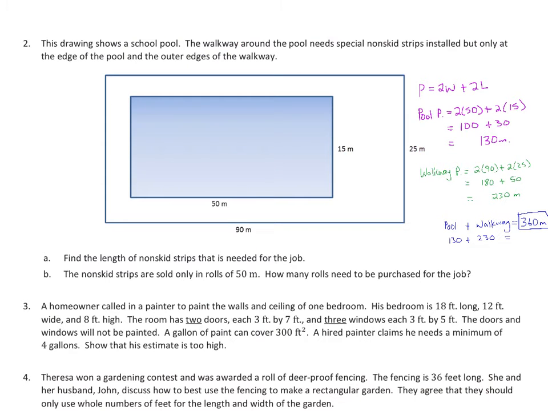So on this question, we need to find the perimeter of the pool and the perimeter of the walkway, which will be surrounded by these strips of non-stick stuff. And so we're just doing length. This is not area. This is just length in meters.